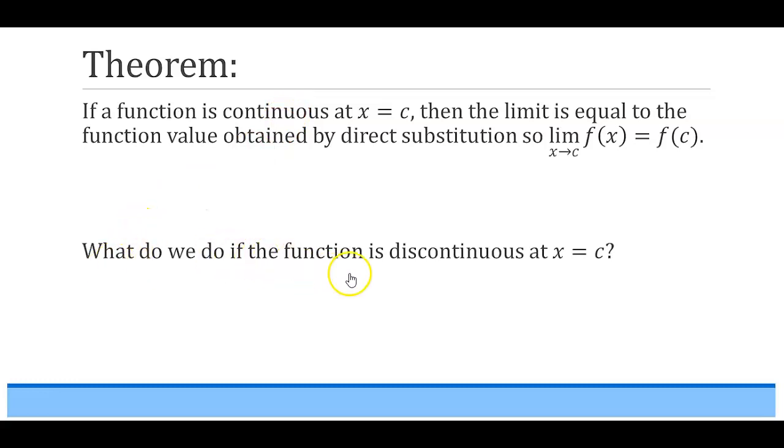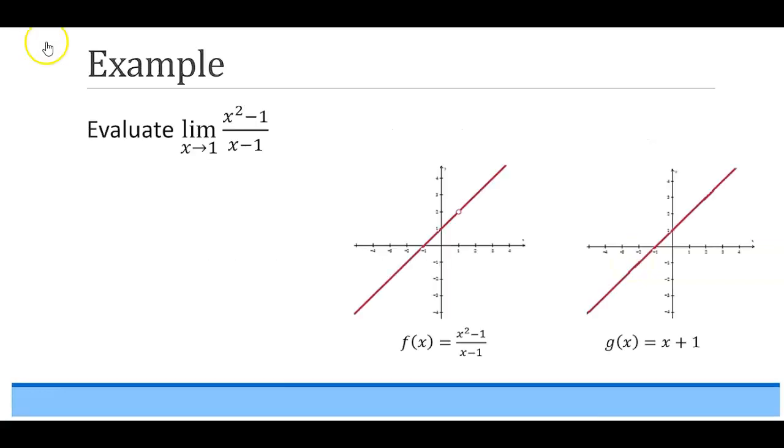This is true when the function is continuous. But what do we do if the function is discontinuous at x equals c? Let's look at an example. Here we want to evaluate the limit as x approaches 1 of the quantity x squared minus 1 all over the quantity x minus 1.